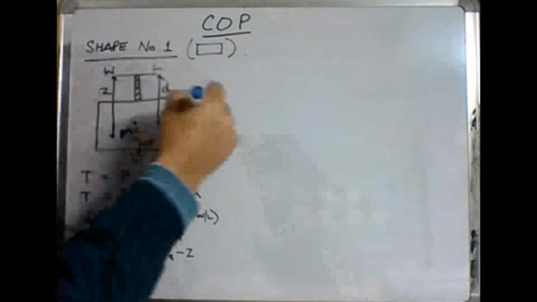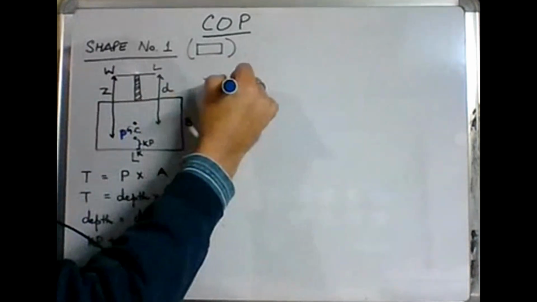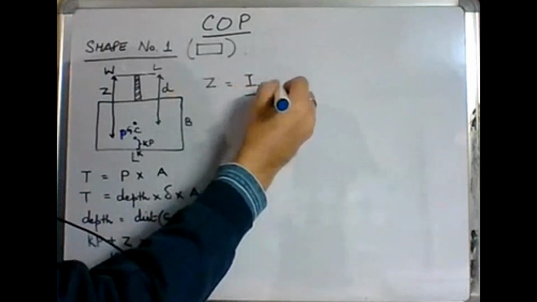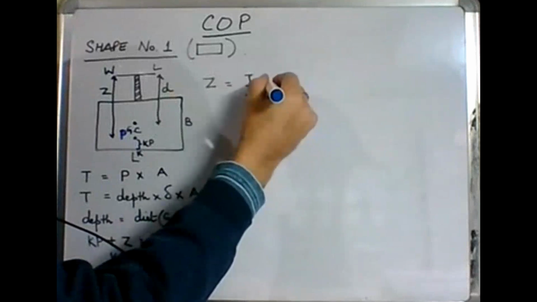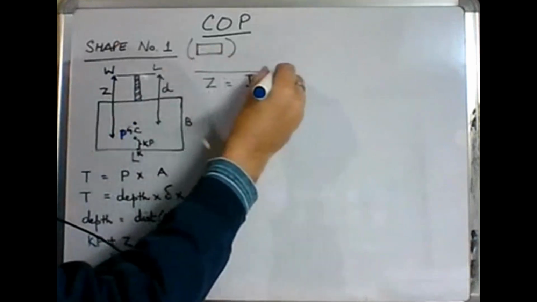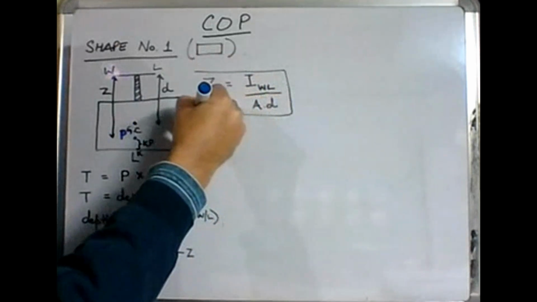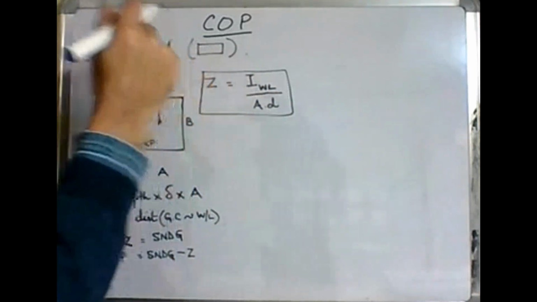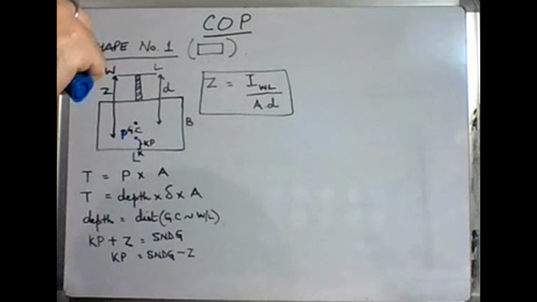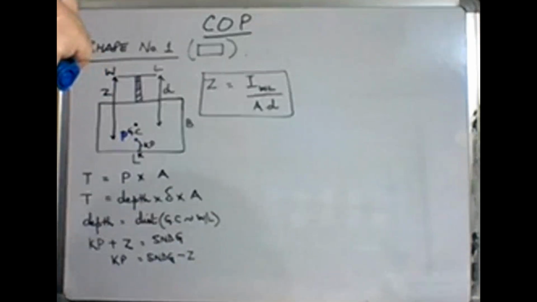एंड Z का एक फॉर्मूला है, स्टैंडर्ड फॉर्मूला, मोमेंट ऑफ इनर्शिया अबाउट द वाटर सरफेस, I_W वाटर लाइन अपॉन AD. ये एक स्टैंडर्ड फॉर्मूला है, कांस्टेंट रहेगा. Z is equal to I water line by AD.